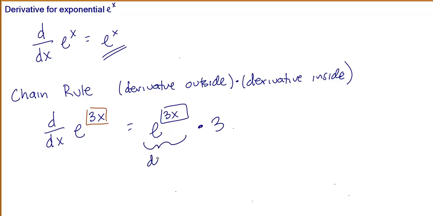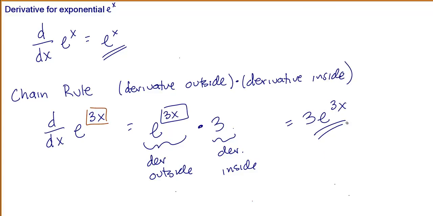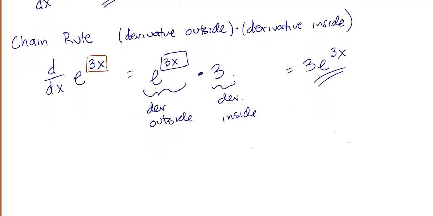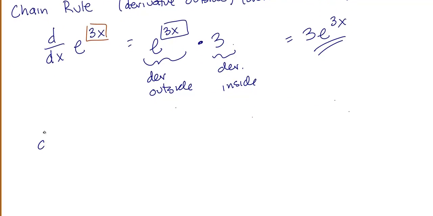So this is my derivative of the outside, and this is the derivative of the inside, which is equal to 3e to the 3x. Notice you could go through and memorize the formulas in the book, or you could just keep using the chain rule we've already learned. And let's try a harder one.